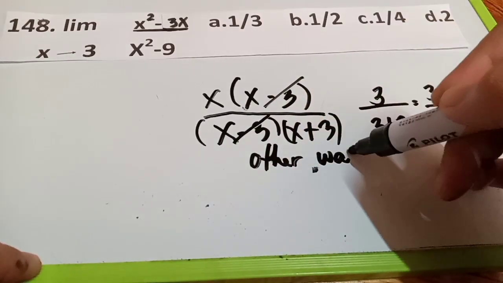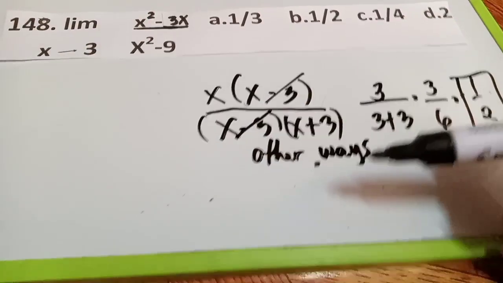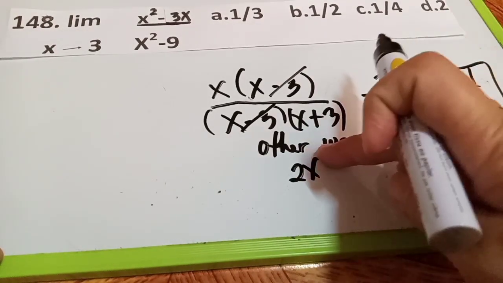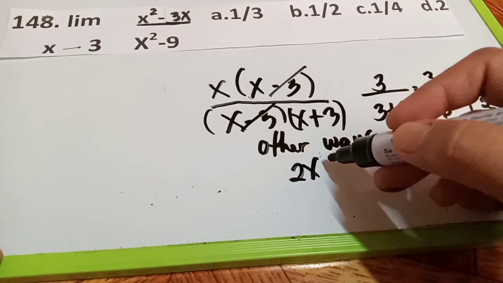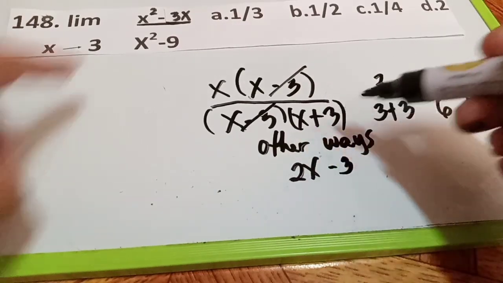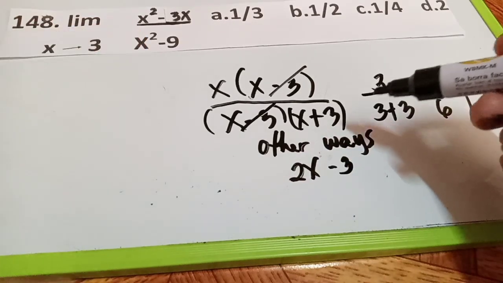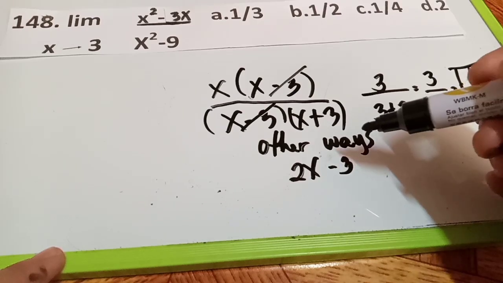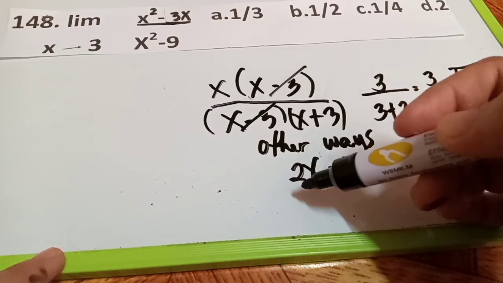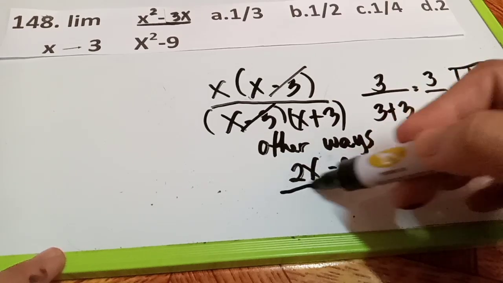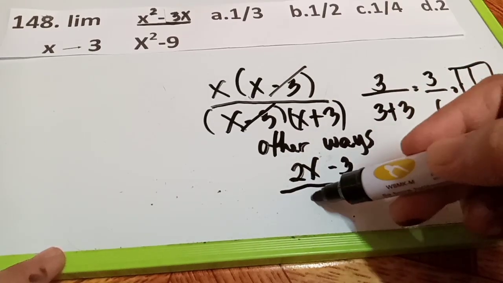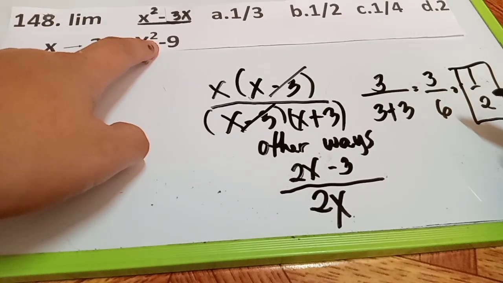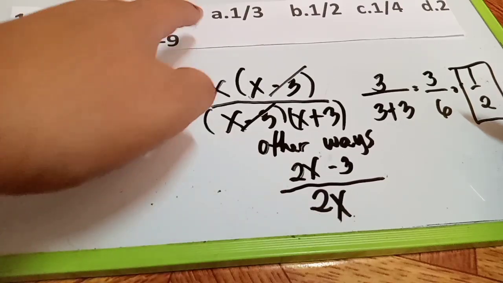Another way: what is the derivative of x squared minus 3x? We have 2x, right? And at the same time this will become 3. And the derivative of x squared minus 9 is 2x, and 9 will become 0.